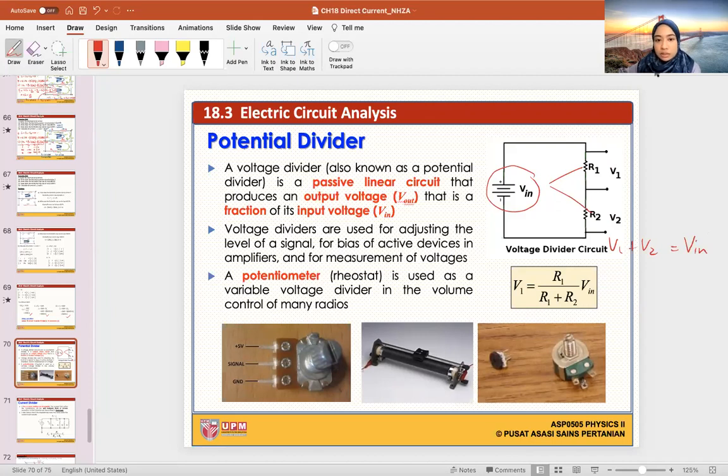Okay, so using the potential divider equation, if you want to find out what V1 is, you can use the ratio. So R1 over R1 plus R2 times the total will give you V1. If you want to find out the voltage at R2, use the ratio V2. Oh, I can't see. It's just basically using ratio. I am so sorry. Wait.